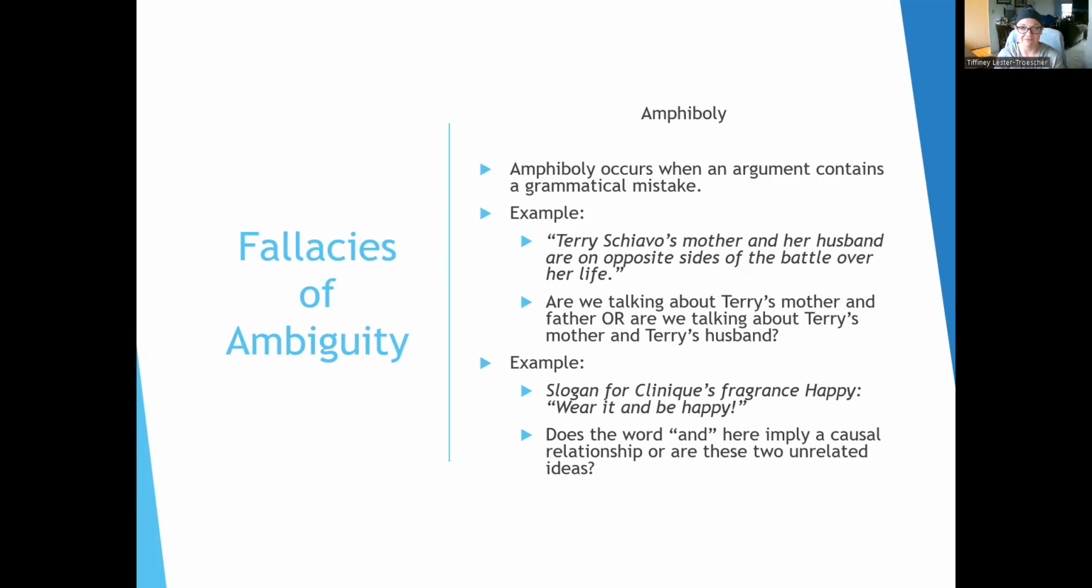The slogan for Clinique's fragrance, Happy. Wear it and be happy. Does the word and imply a causal relationship? Like if you wear it, it will cause you to be happy? Or are they saying, wear it, be happy? Like, we want you to wear it, we want you to be happy. Or is it wearing it will make you happy? Not exactly structured in a way that makes it clear.